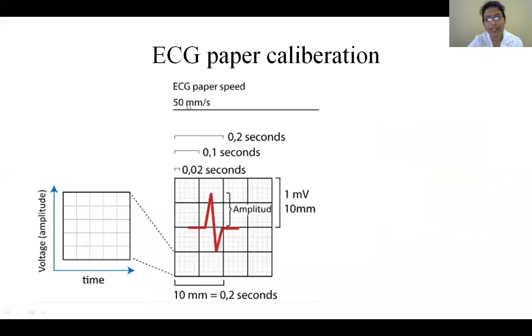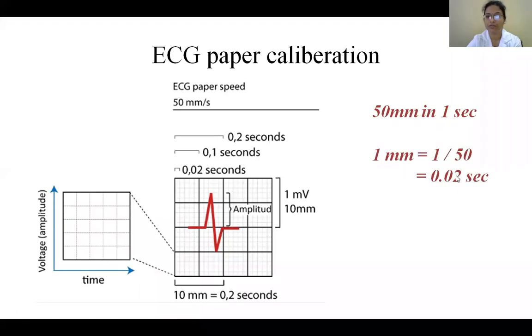Now, if the ECG paper speed is doubled, that is 50 millimeters per second, in patients where there is tachycardia and so on, we may increase the speed of the paper. At that time, again, in 1 second the speed is 50 millimeters. So 1 millimeter would be equal to 1 divided by 50, that is equal to 0.02 seconds. Now, 10 millimeters would be equal to 0.02 seconds.